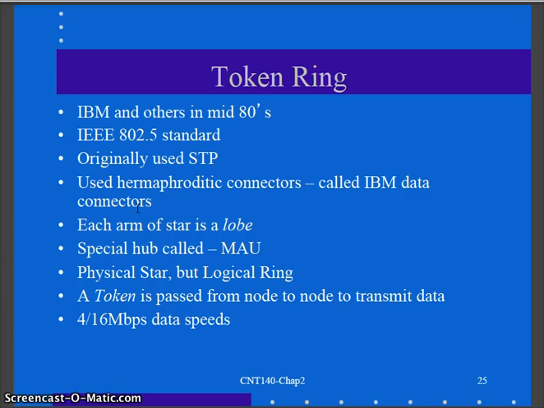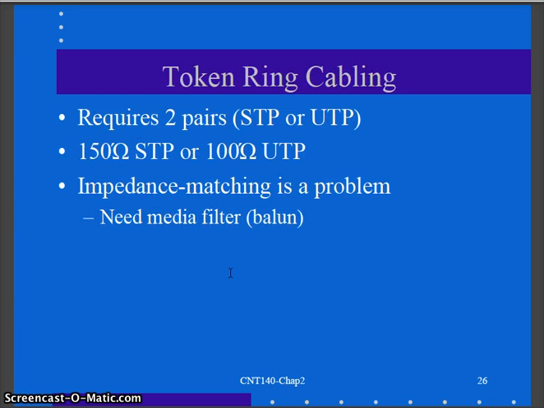Last thing they mention is token ring, like we talked a little bit about. This was under the IEEE 802.5 standard. If you remember, 802.3 is Ethernet, 802.5 is token ring. Originally it used shielded twisted pair and hermaphroditic connectors, or IBM data connectors, and all those connected into the MAU like we showed you. Physical star, but logical ring for passing data like we showed you as well. And typically we're using STP.